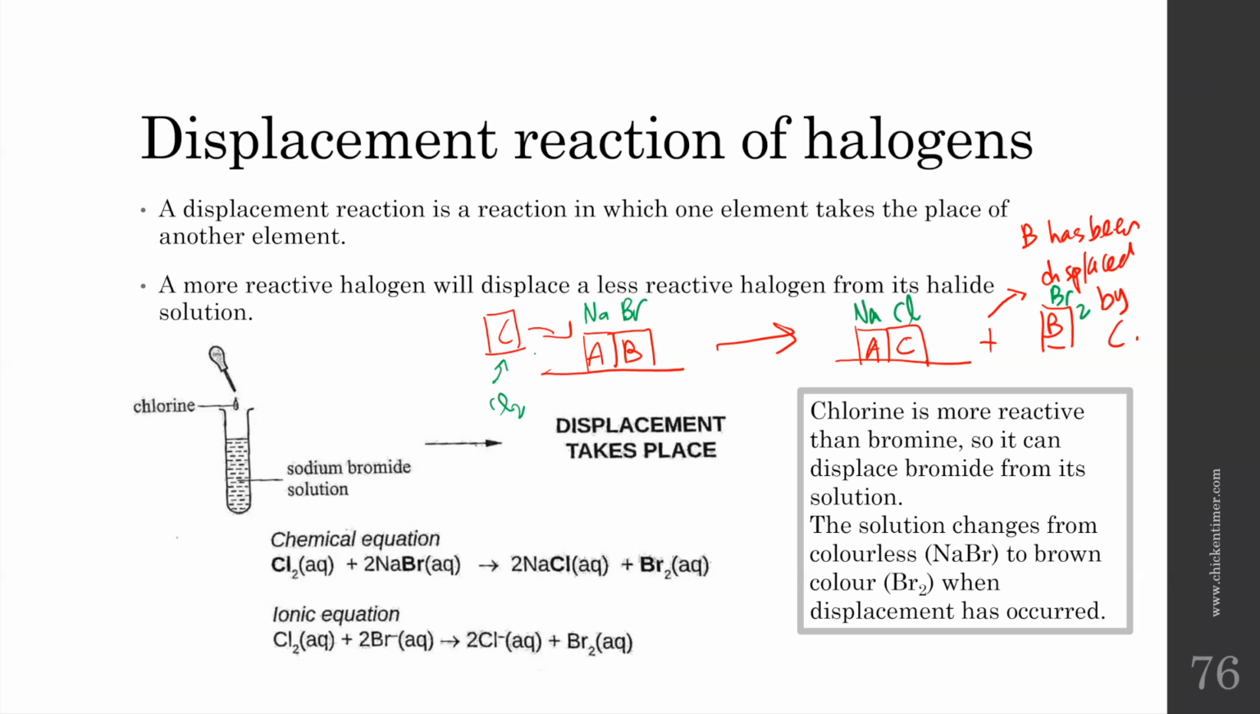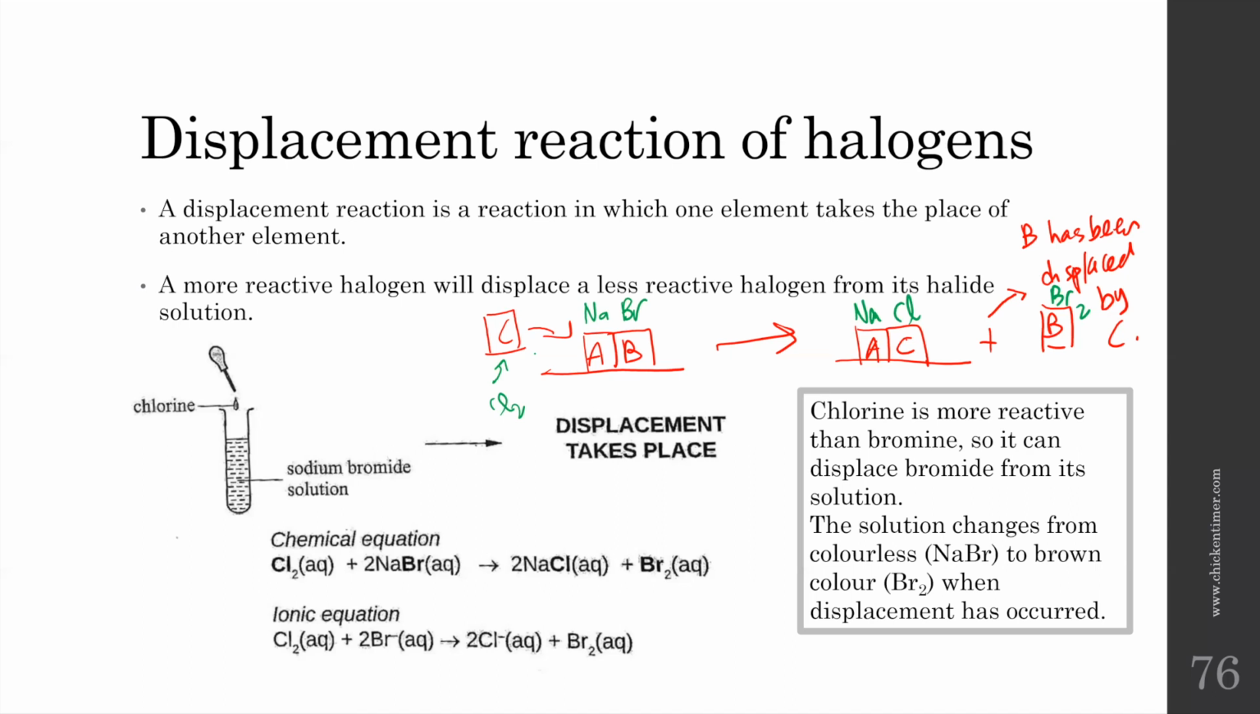So the gist of this whole thing is that a more reactive halogen displaces a less reactive halogen. They would ask you to do chemical equations, and they would ask you to write ionic equations. If you are fine, I will skip the writing of chemical equations.